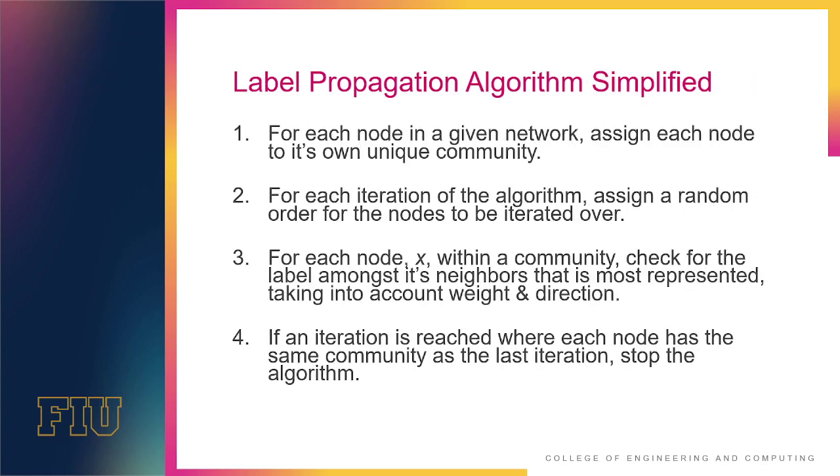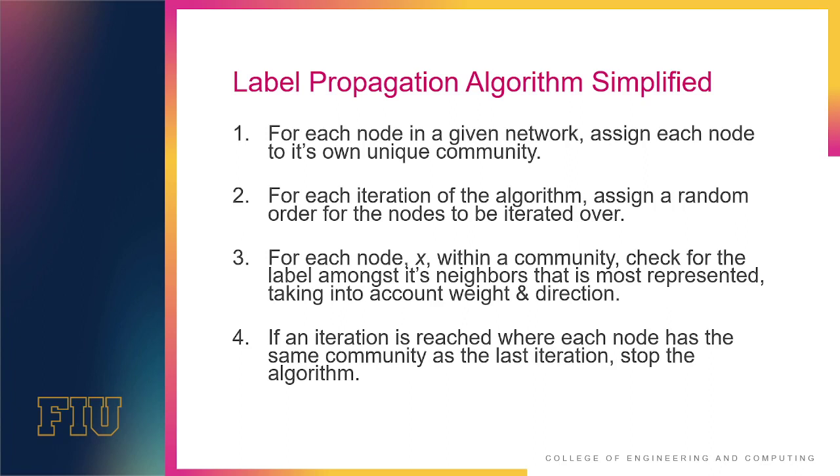So here's a simplified explanation as I was going through. Each node is given its own unique community, and once again, this will be visualized in the next slide. So for each node, let's just imagine nodes 1 through n, they would have labels 1 through n. And then we assign a random order for those nodes. This is important because this algorithm is non-deterministic, meaning if we run this algorithm multiple times, although we would get similar communities just based on the structure of the network, it does not mean that the labels of the communities will be the same, although these labels are arbitrary.